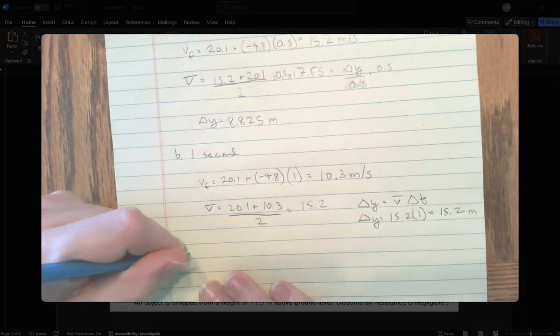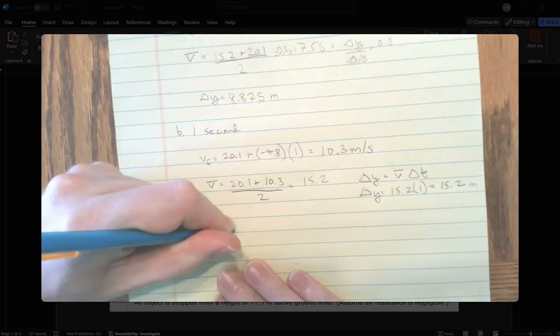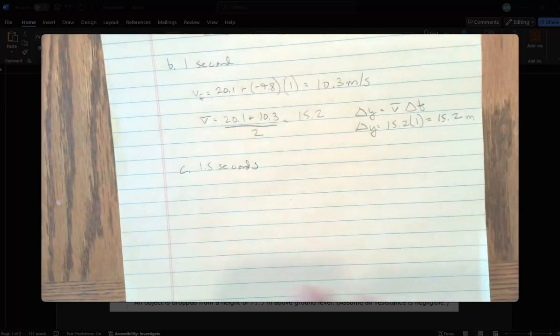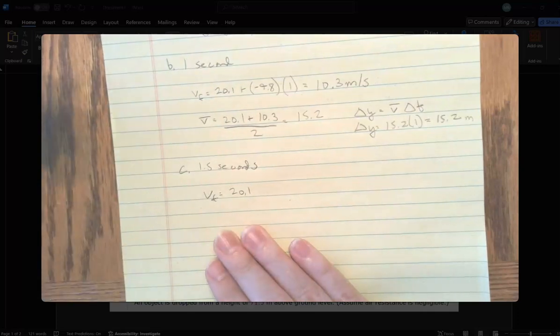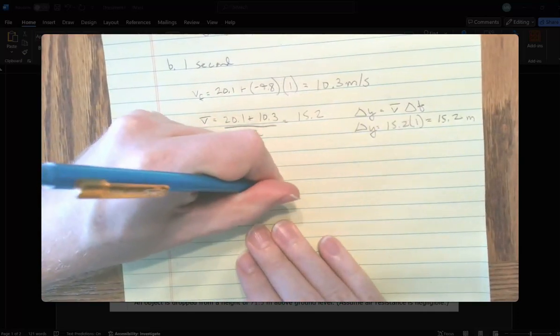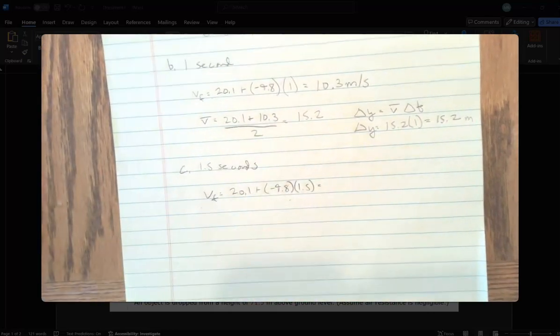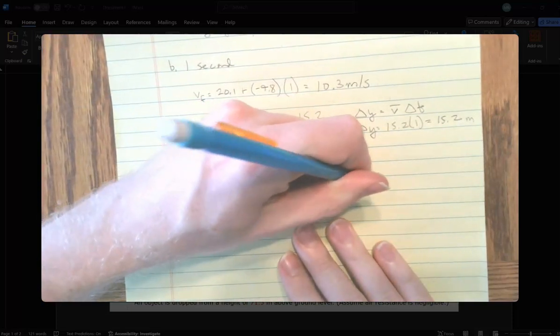All right, so at C, we have after 1.5 seconds. All right, so again, we're just going to follow the same process. So again, you have our VF is equal to my initial velocity, which again is 20.1, plus a negative 9.8 times t, which is 1.5 seconds. So you have 20.1 plus a negative 9.8 times 1.5, and that's 5.4 meters per second.